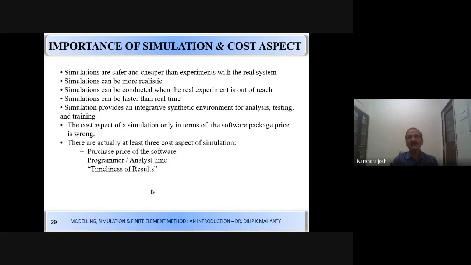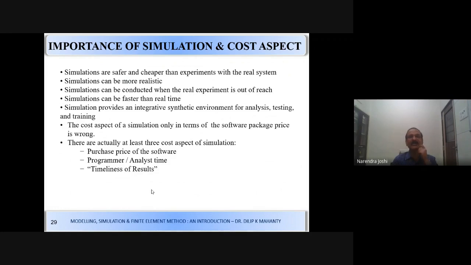Judging the cost of a simulation only in terms of software package price is wrong. We should not stop there. Let's see the output it gives and how it impacts our time saving and weeding out the parameters that are not important. This is the part we normally do not understand or we ignore in our simulation.